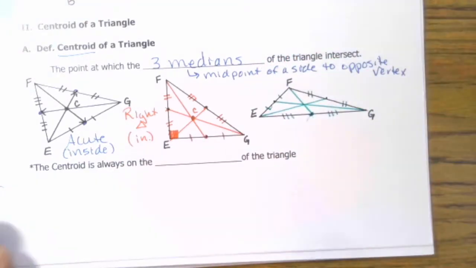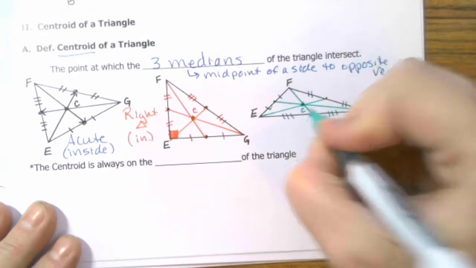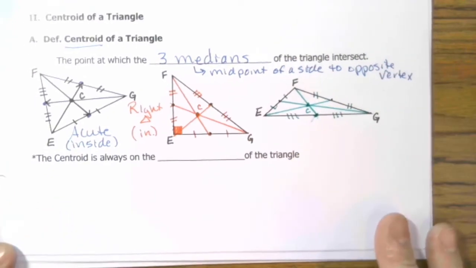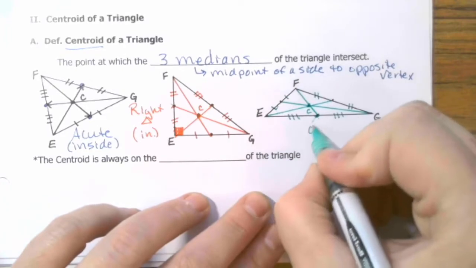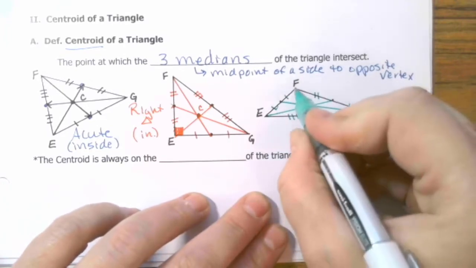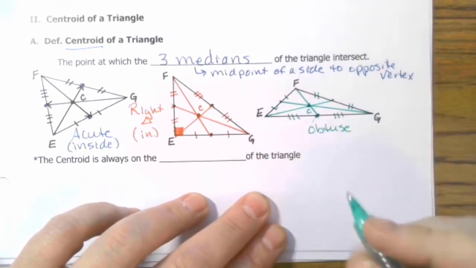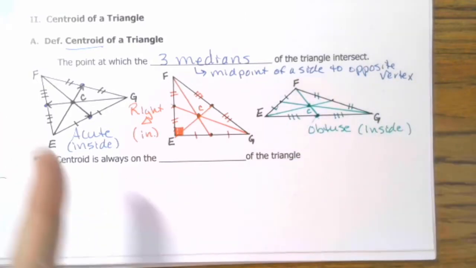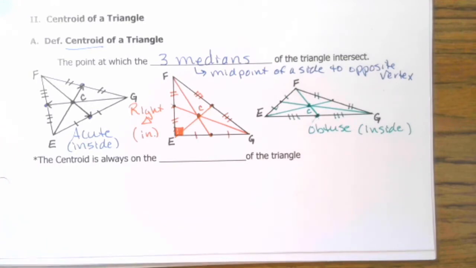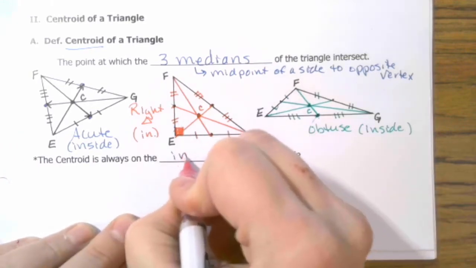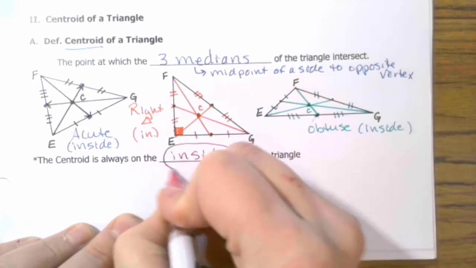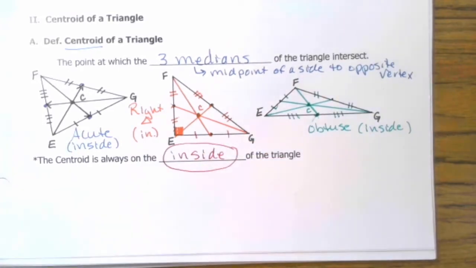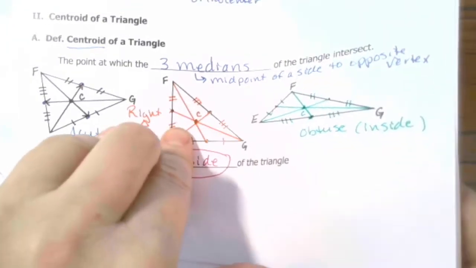All three of the medians meet up at point C, which is the centroid. And this triangle here is obtuse because it has an obtuse angle at F. And as you can see, the centroid is inside the triangle. So whether the triangle is acute, right, or obtuse, the centroid is always on the inside of the triangle, no matter what. All right, flip the page.